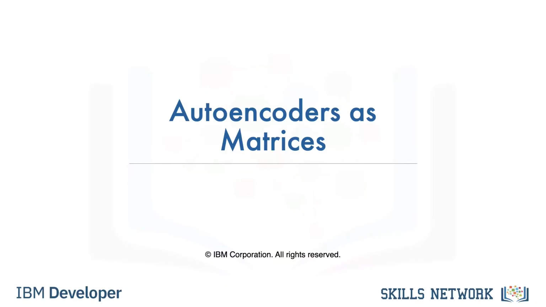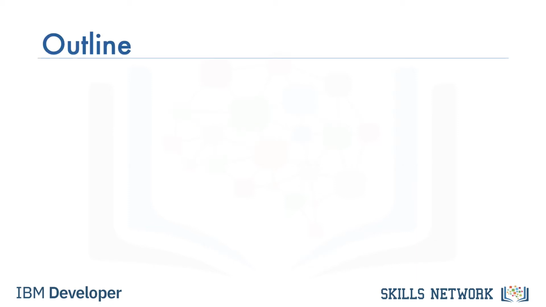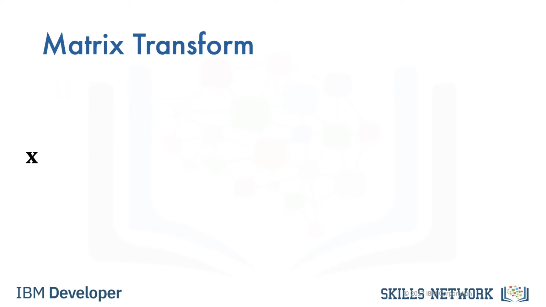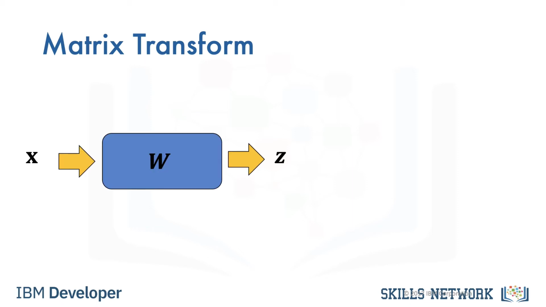In this video, we will examine autoencoders as a matrix transformation. We will cover autoencoders as matrix transformations and one-layer autoencoders in PyTorch. A matrix transformation is essentially a function. You take the vector x and output a new vector z. It's essentially a matrix multiplication.